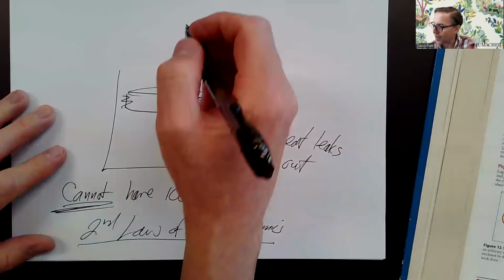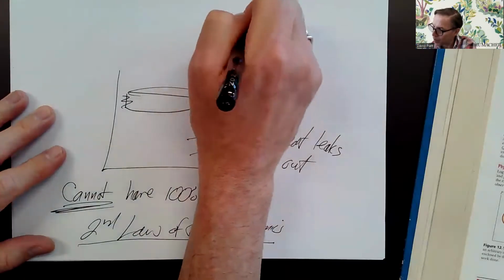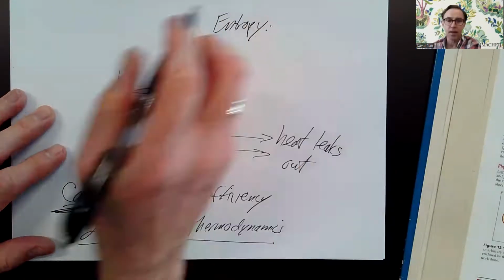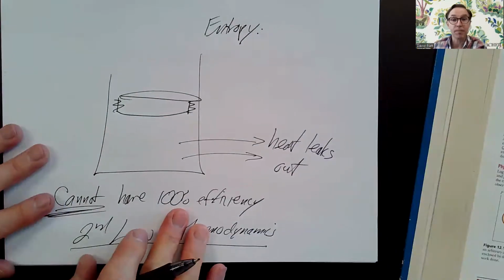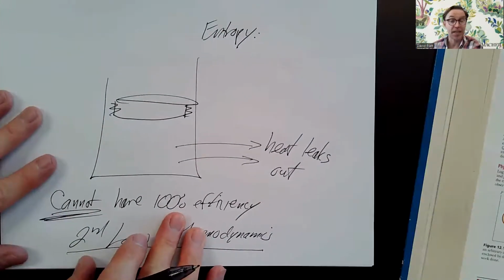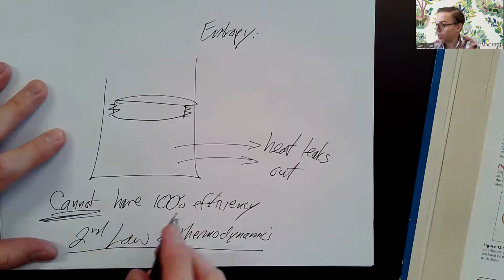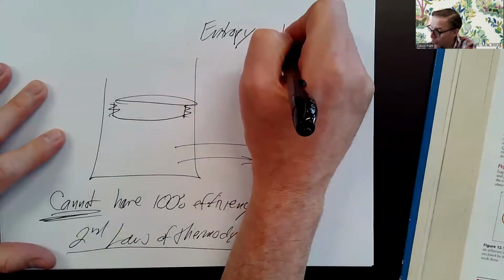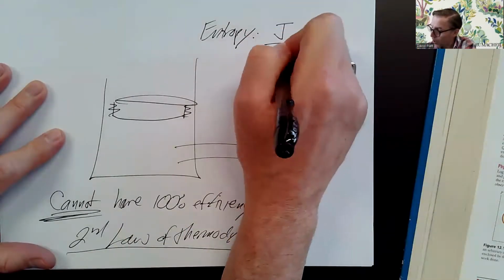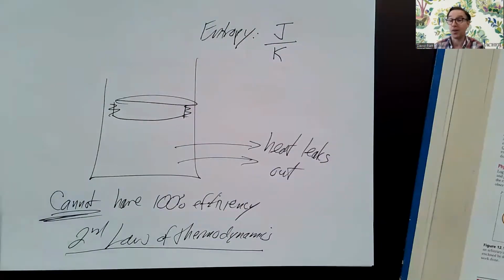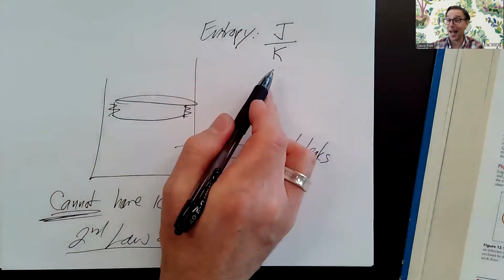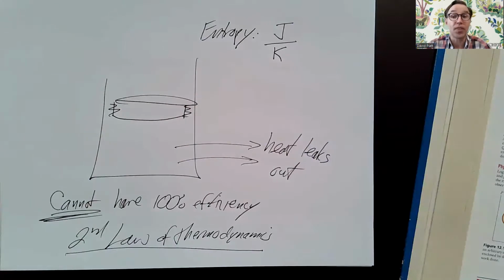Since I did mention the word entropy, which is disorder, I'll just say that it is a physical quantity that we measure, and it has the unit joules per Kelvin. No, I'm not kidding. So that's a good thing to add to your quantity and unit chart. The entropy is measured in joules per Kelvin.